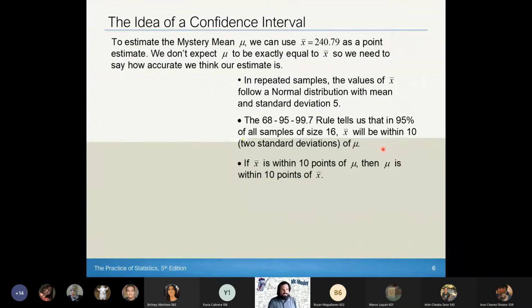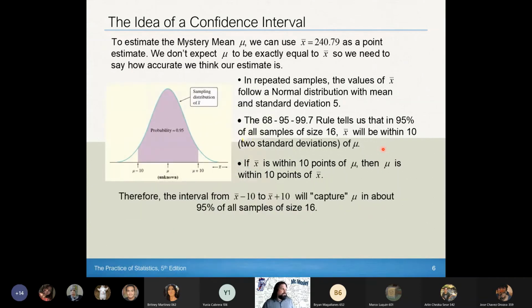If x bar is within 10 points of mu, then mu is within 10 points of x bar. Because if x bar is an unbiased estimator, then they should be equal, which means they're within the same range of each other. Therefore, the interval from x bar minus 10 to x bar plus 10 will capture mu in about 95% of all samples of size 16.